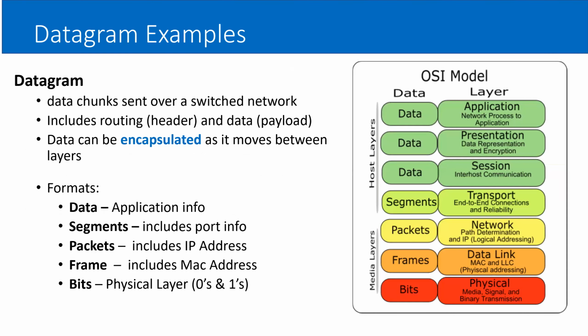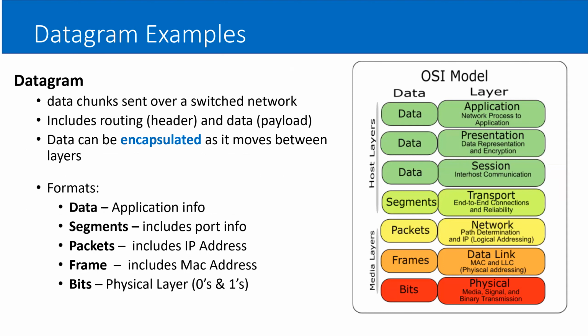The chart on the right might be a little busy, but we want you to see how data is packaged, and this is called a datagram. Data up at the higher levels is just called data. Once you get to layer 4, which is the transport layer, it's called a segment, and the segment includes the port information. At layer 3, which is the network layer, that's where you put the IP address on it.